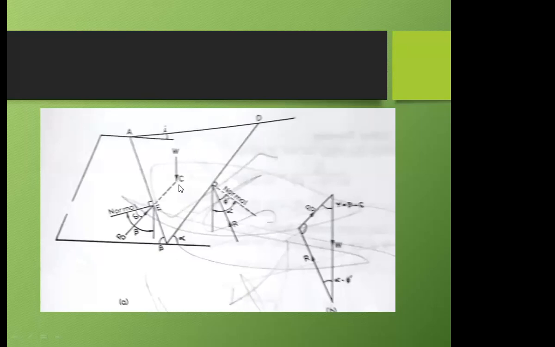Coulomb is also a scientist who has given an expression for earth pressure, the active earth pressure. So let us see the video for the derivation of active earth pressure according to Coulomb.